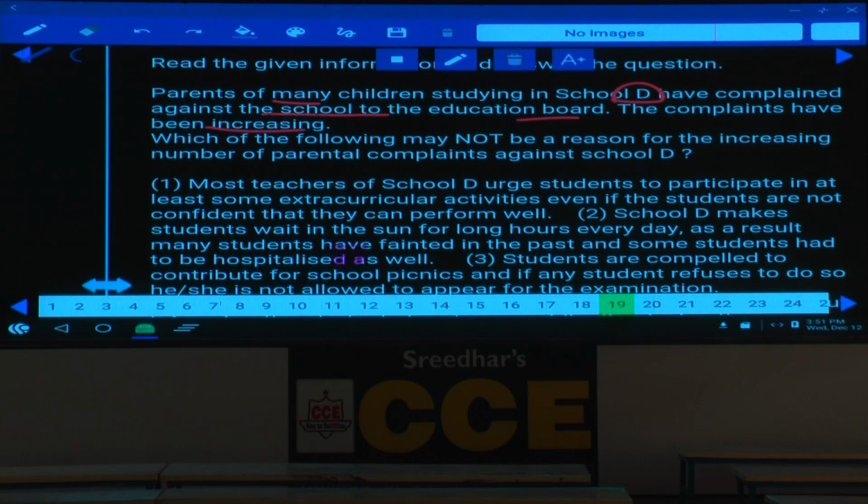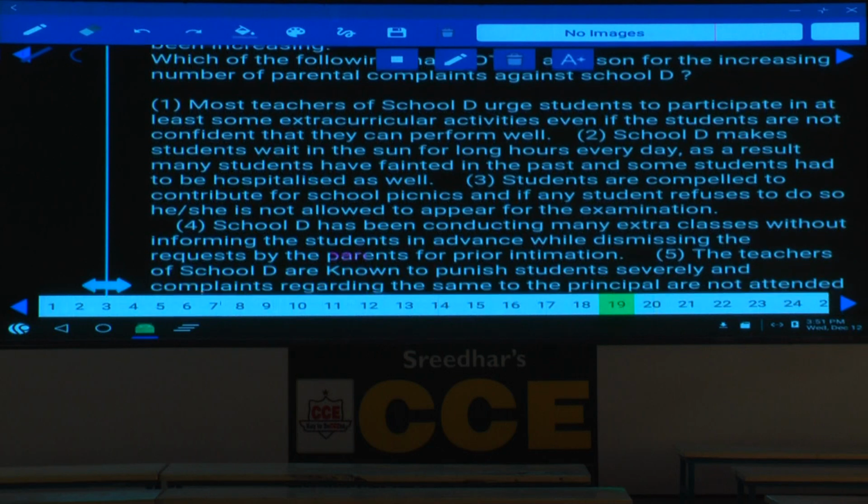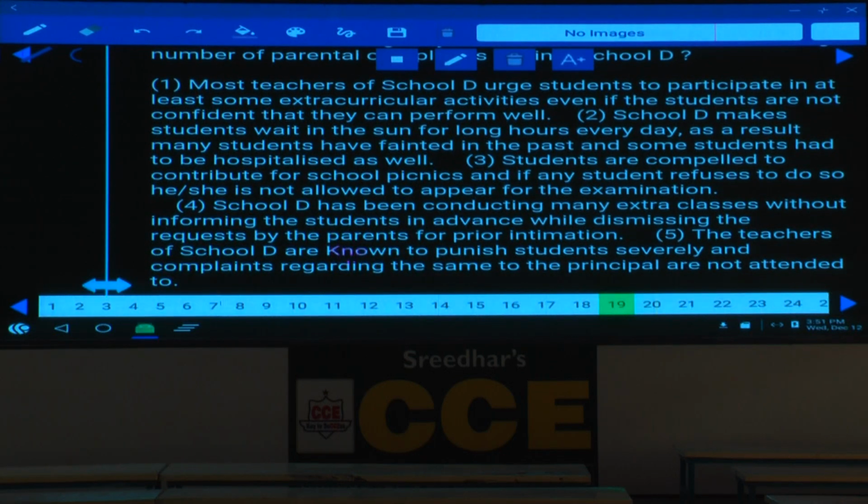Now many parents of these children who are studying in this school D are complaining against the school to the education board. And what is their complaint here? The complaints have already been increasing. Then, which of the following may not be a reason for the increasing number of parental complaints against school D? Now we need to find out what could be the reason why they are complaining and which cannot be the reason for their complaint, isn't it? That means if they were affected by this, they will complain. If they were getting an advantage with that, they will not complain, isn't it?